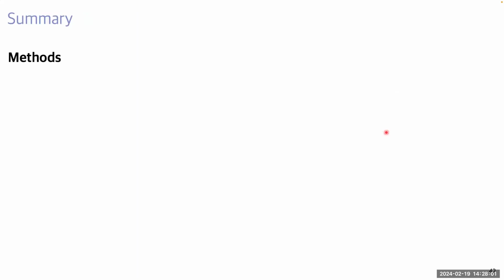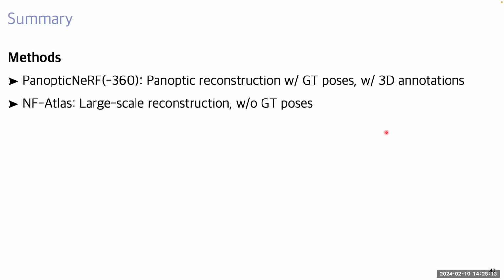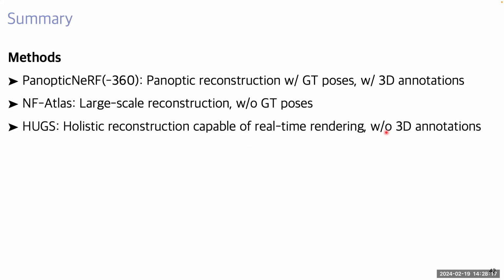Okay, so a quick summary for the reconstruction part. I introduced Panoptic NeRF 360 for panoptic reconstruction, and there we considered a rather simple setting where we do have a lot of information. And then for NeRF Atlas, we scale to large scenes without ground truth poses. And then we further explored using Gaussian splatting for real-time rendering and also removed the need for 3D annotations.